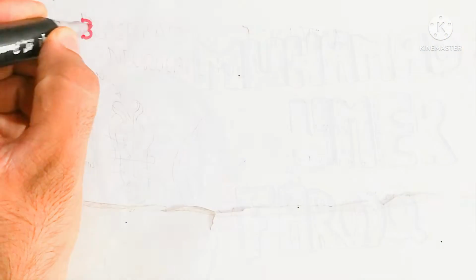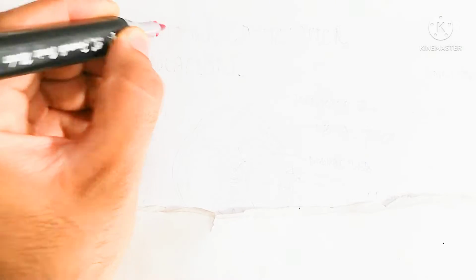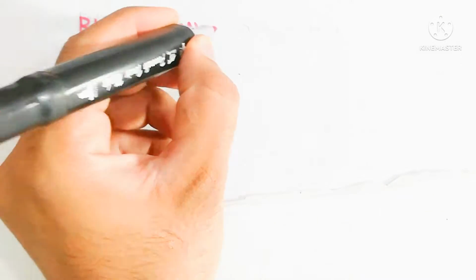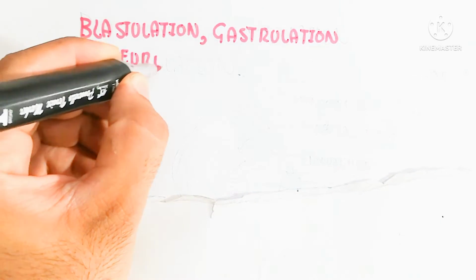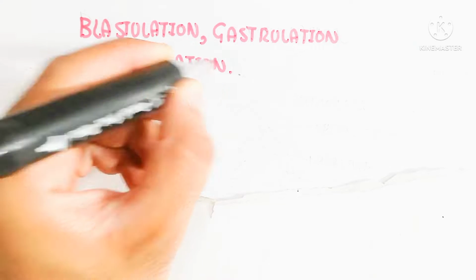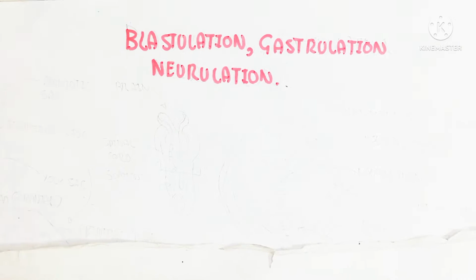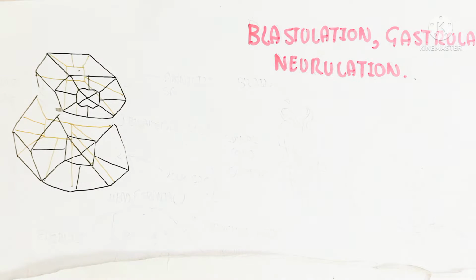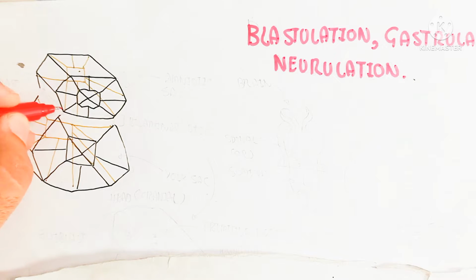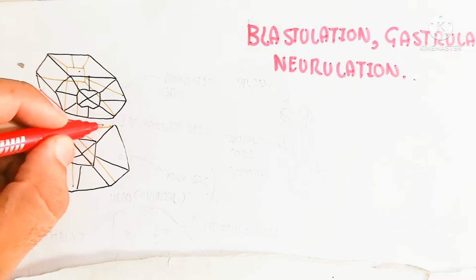Hello, in this video we will discuss blastulation and gastrulation through to neurulation. Collectively we will discuss in this manner. After fertilization comes the blastula formation, which I explained in the previous video. So let's begin to understand from the blastula. What is the blastula?